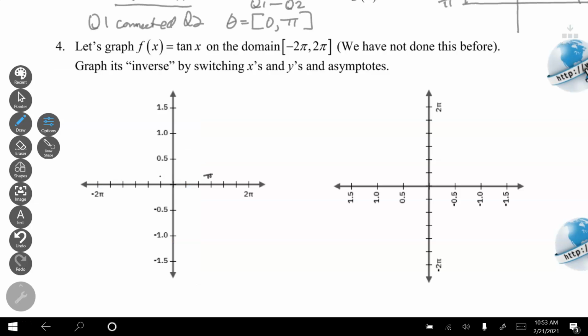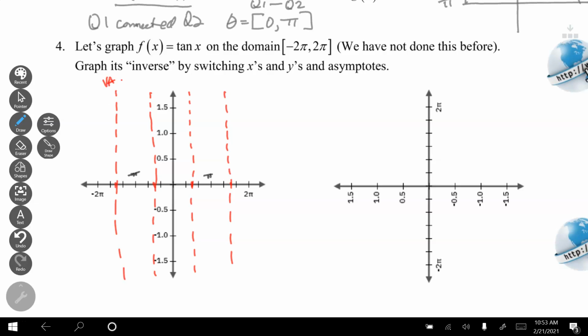This is pi, this is negative pi. So right in the middle here at pi over 2, I have a vertical asymptote, and at negative pi over 2, I have another vertical asymptote. And in the middle here, I have another asymptote, and over here in the middle, I have another asymptote. So I have all these VAs. This is negative 3 pi over 2, this is negative pi over 2, this is pi over 2, this is 3 pi over 2. These are all the VAs.